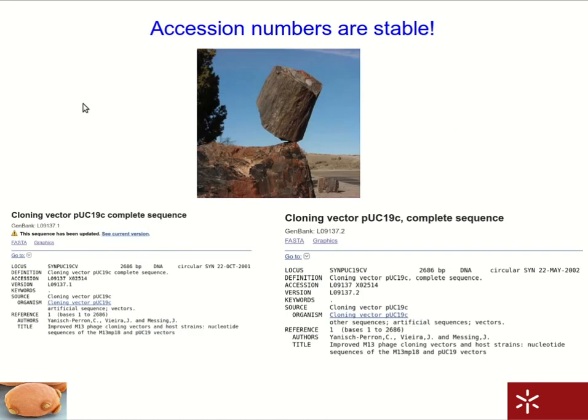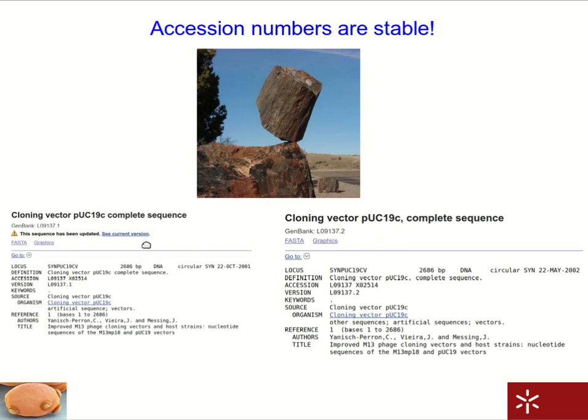Why is this accession number important? They are important because they are stable identifiers of any sequence in GenBank. So, for instance, sometimes you maybe discover an error in a sequence somewhere, like this example here, the pUC19 vector. It has two versions. The accession number is L09137, and the first sequence file that was published had this accession number, and then the version .1 here in the next line.